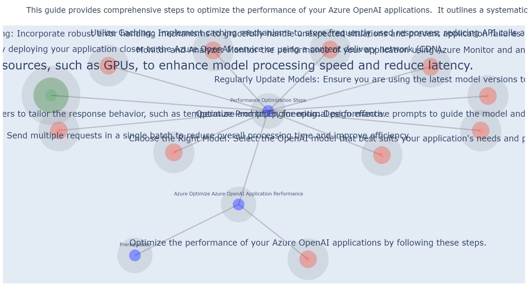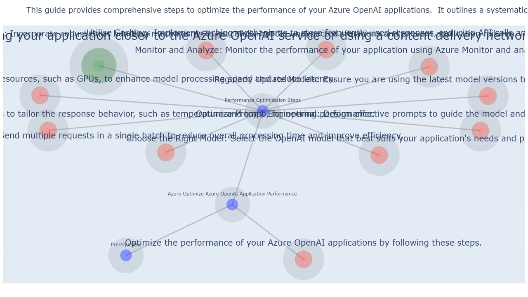Minimize network latency by deploying your application closer to the Azure OpenAI service or using a Content Delivery Network (CDN). By deploying your application in the same region as the Azure OpenAI service or utilizing a CDN, you can significantly reduce the distance data travels, resulting in faster response times.